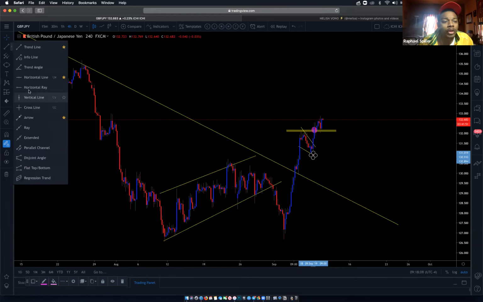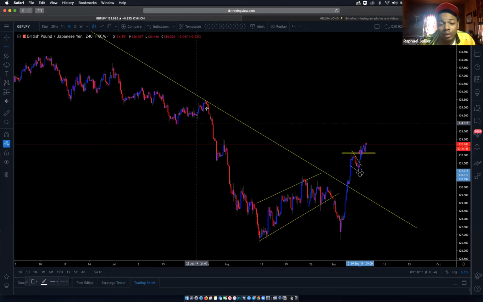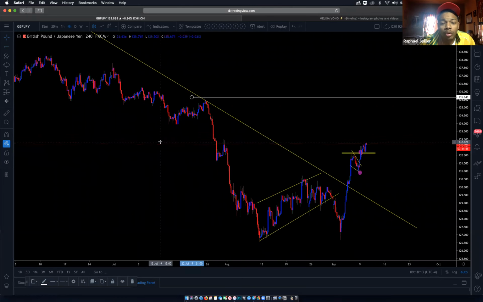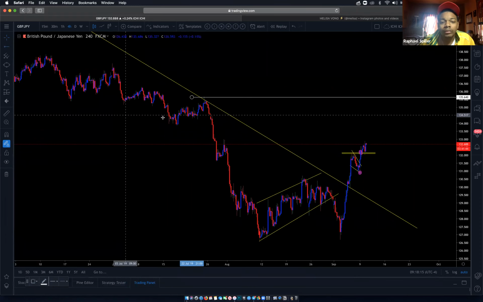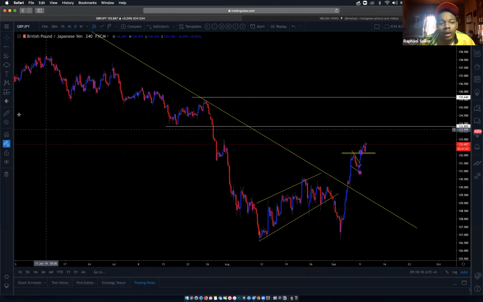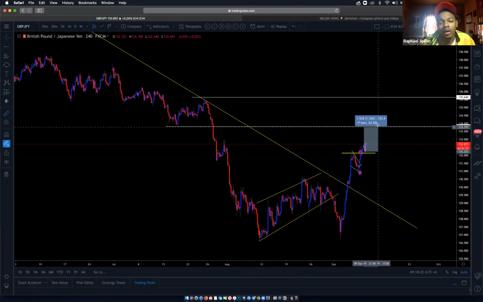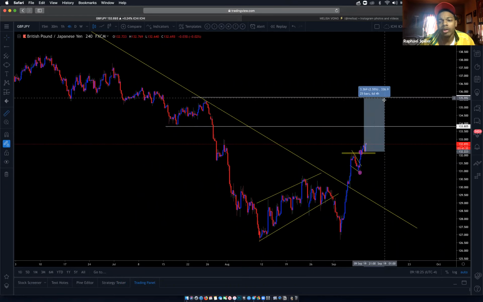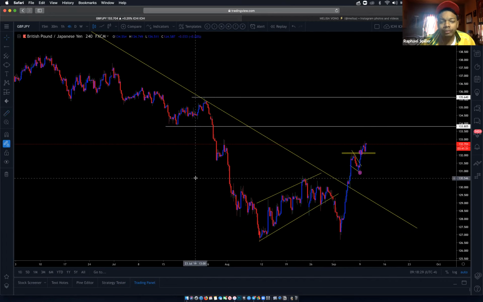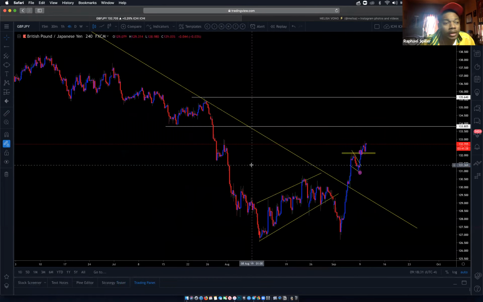And where people are like, where's your TP? It's by the next support and resistance. So you have a 150 pip move, or if you want to go off the supply, you have a 336 pip move. That means for the people who are scalping, you can scalp 200 to 300 pips.